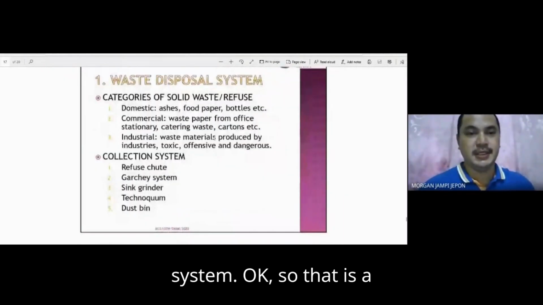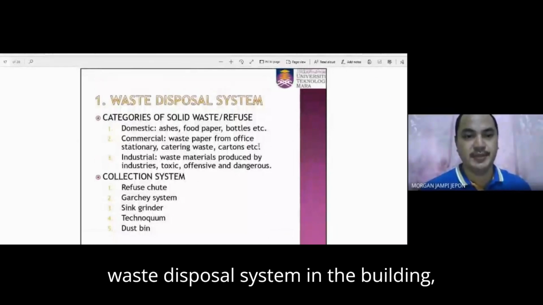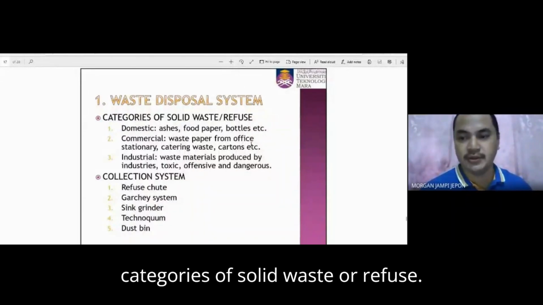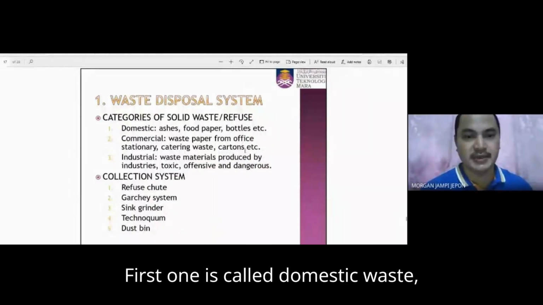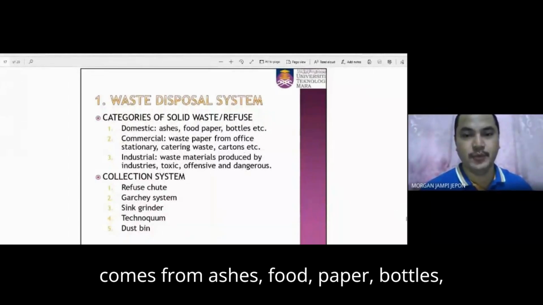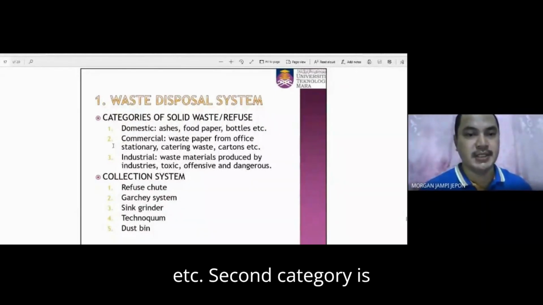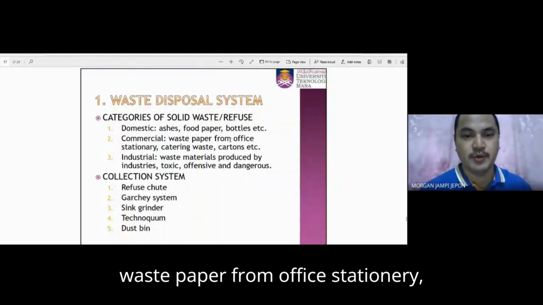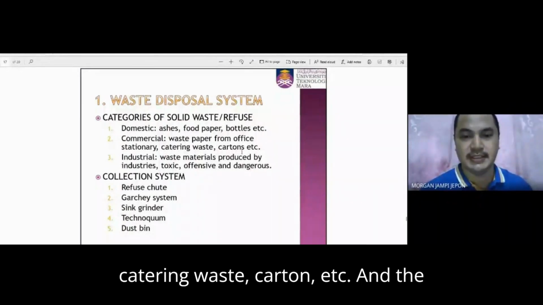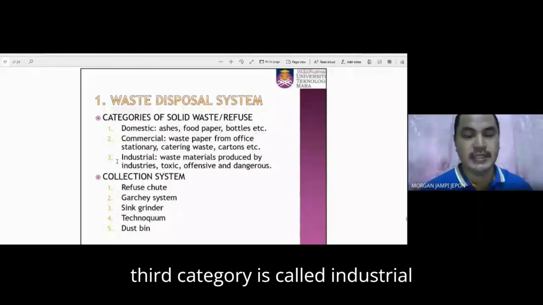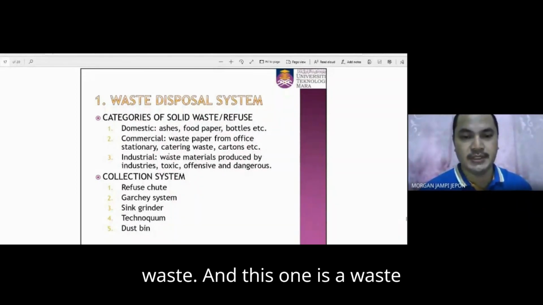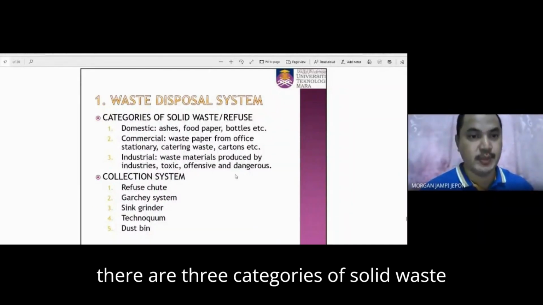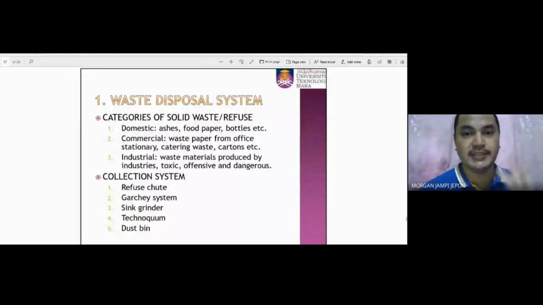So that is a waste disposal system in the building. Before that, we need to know the categories of solid waste or refuse. The first one is called domestic waste, which comes from ashes, food, paper, bottles, etc. The second category is commercial waste, which is waste paper from offices, stationery, catering waste, cartons, etc. The third category is industrial waste, which is waste material produced by industries, toxic, offensive, and dangerous. So remember, there are three categories of solid waste or refuse.